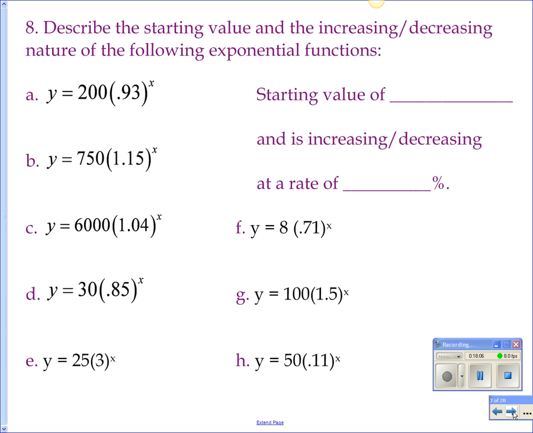All right, this one, you have to describe the starting value and whether it's increasing or decreasing and by what. So this one we're working backwards. This time we're working backwards. On A, which one of these is the starting value? 200. So put an SV underneath it. 200 is your starting value. What's the other word for starting value? Okay, good. Right here, this 0.93. This is your final answer, 0.93.